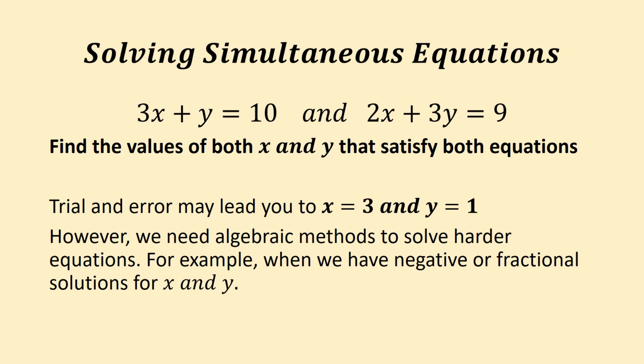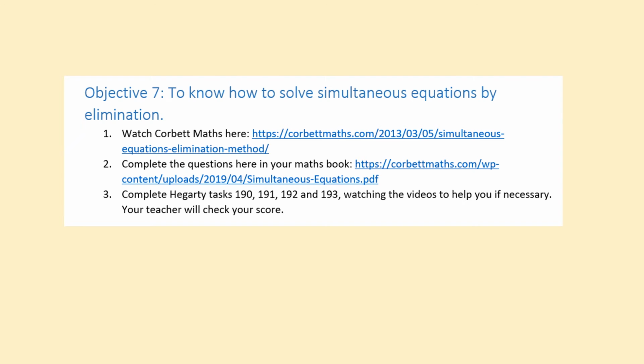Now there are two methods that we can use. The first one is objective 7, so to know how to solve simultaneous equations by elimination. I would say at GCSE this is a very common method to solve two simultaneous equations. And you go through those tasks there and you'll learn how to use the method by elimination.